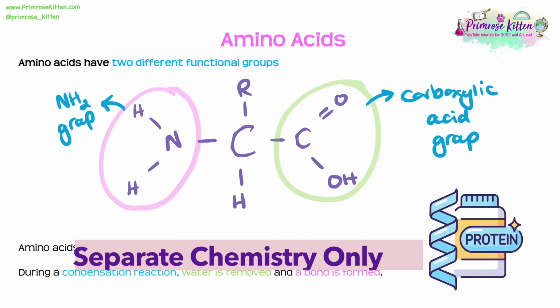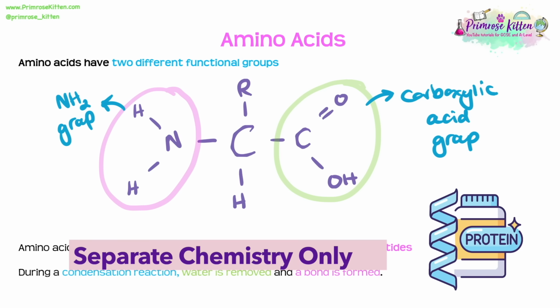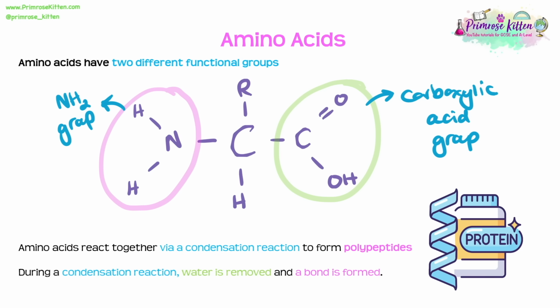Amino acids have two different functional groups. As you can see here, they have an NH2 group, and they also have a carboxylic acid group. Now, amino acids will react together via a condensation reaction to form polypeptides or proteins. During a condensation reaction, water gets removed and a bond gets formed.